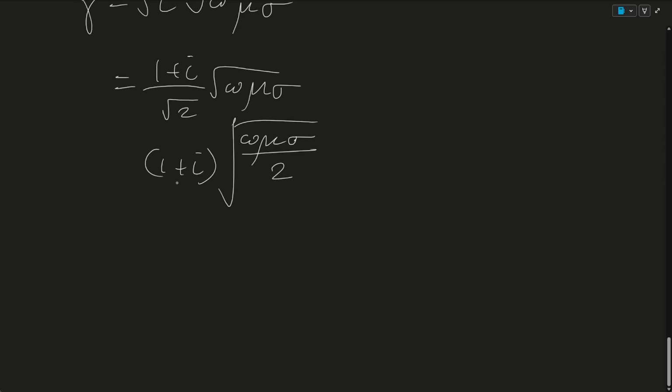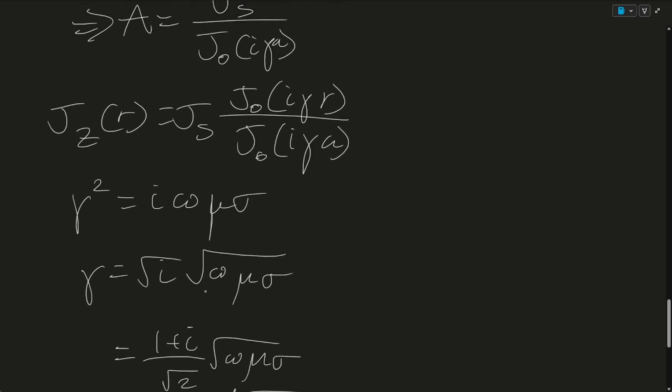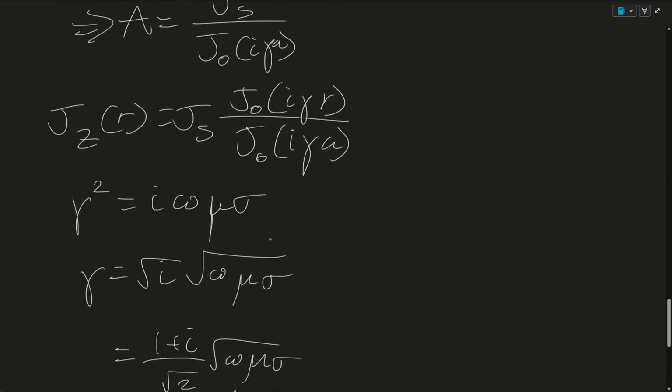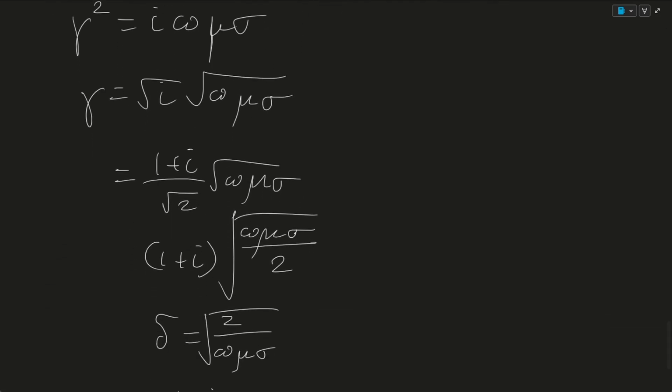And this is somewhat reminiscent of the definition of skin depth, which we define as delta to be the root of 2 over omega mu sigma. And so gamma is just 1 plus i over delta. And this could be plugged into the main equation, which I'm not going to do, but it could be done.